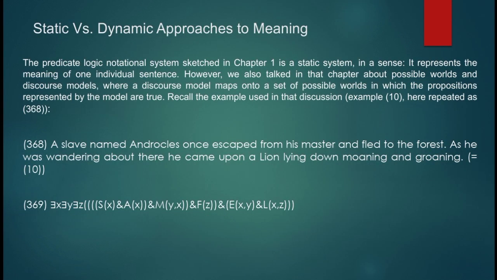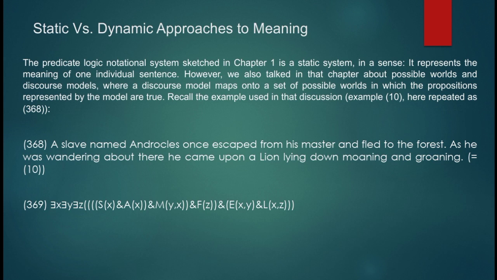So, static versus dynamic approaches to meaning. The predicate logic notational system sketched in Chapter 1 is a static system. In a sense, it represents the meaning of one individual sentence. However, we also talked in the chapter about possible worlds and discourse models, where a discourse model maps onto a set of possible worlds in which the propositions represented by the model are true. Recall the example used in the discussion in example 10, here as 368.